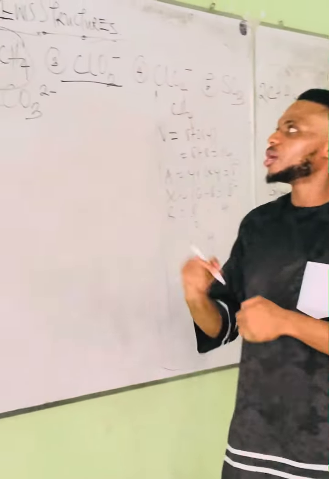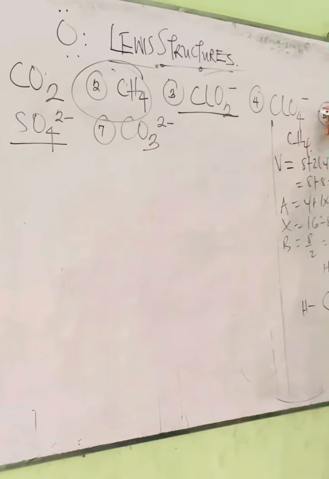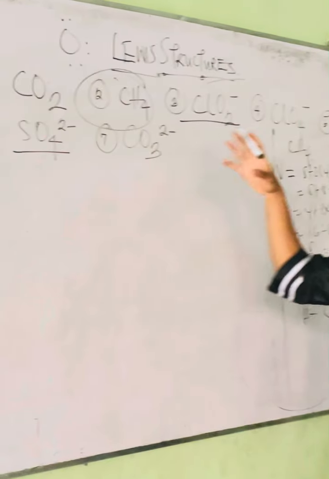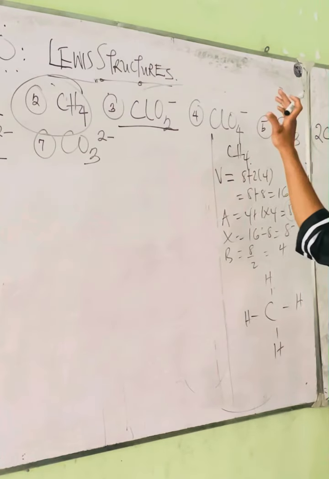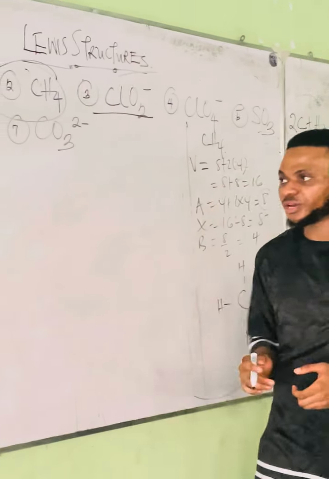So now look at this, guys. I will be doing number 3 and number 6. Then please you try number 4 and 5. Of course, number 5 does not have a charge. You try number 4, 5 and 7 as your assignment. So let's do number 3.